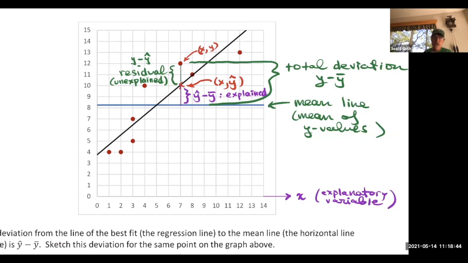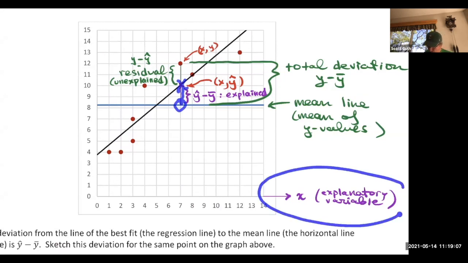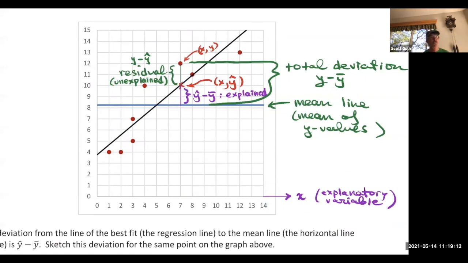X predicts Y, but the language they use is X explains Y. I would rather they call it the predictor variable, but they don't. Nobody does. It's the explanatory variable, so we say that X explains Y, and this deviation, this increase of Y from the mean value of Y's to the line of best fit is the one where we're using the explanatory variable to predict this point on the line of best fit, because the line of best fit is Y equals A plus BX. X is in the equation. It is used to predict or explain Y.